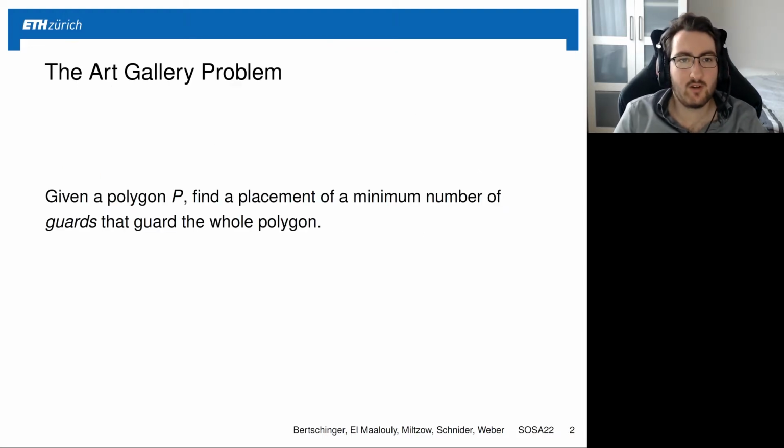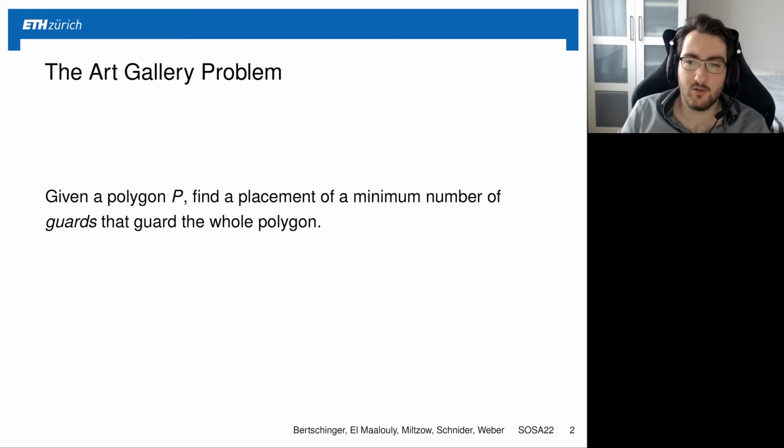So first off, the art gallery problem is a very important problem in computational geometry, and it can be stated as follows. You are given a polygon P, and you are supposed to find a placement of a minimum number of guards, which are points inside of the polygon, which can guard the whole polygon together.